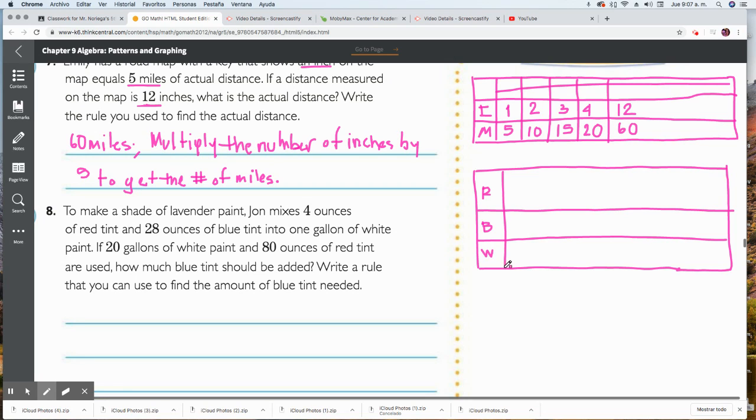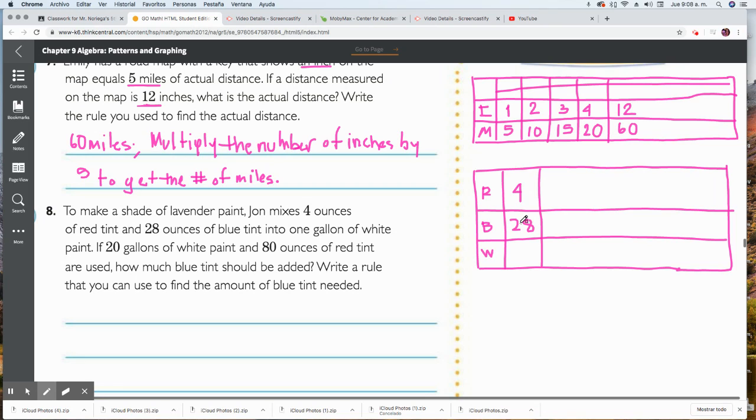When he mixes 4 ounces of red tint and 28 ounces of blue tint, how many gallons of white paint can he make? We're going to start by using this ordered pair, 4 and 28.